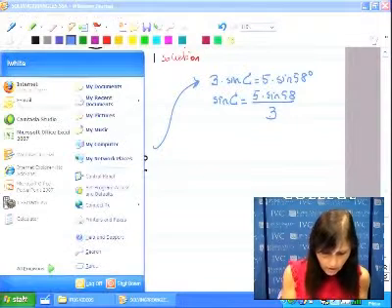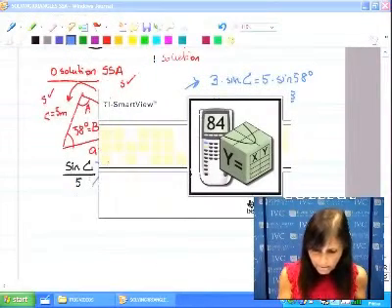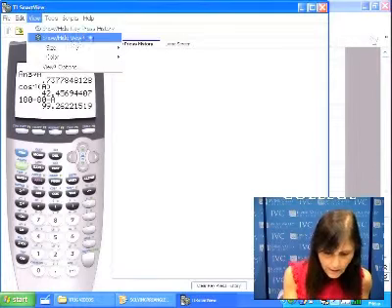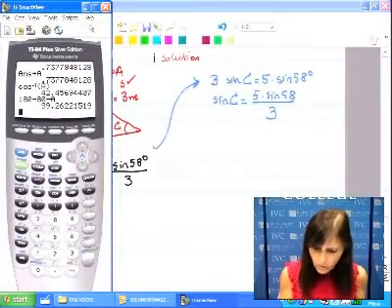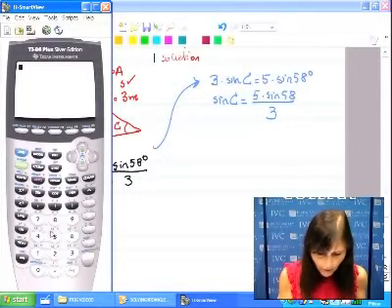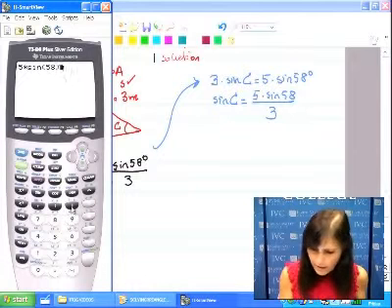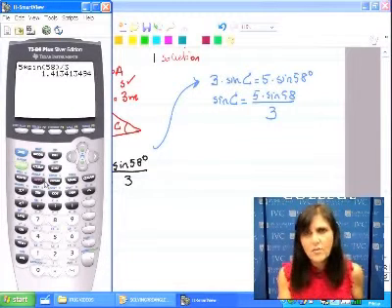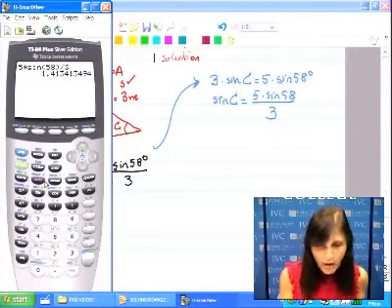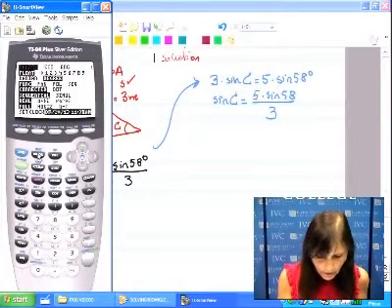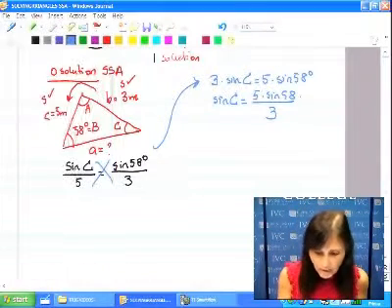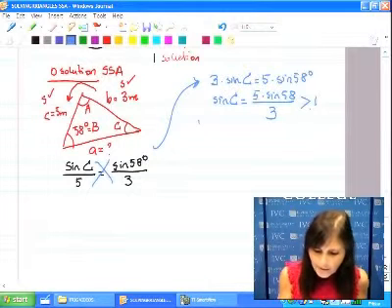Get your handy dandy calculator. I'm going to do 5 times sine of 58 divided by 3. And did I get this right? I got a sine bigger than 1. Oh my goodness. So let's go look at the mode. Yeah, my mode was correct. But my sine is too big. It's bigger than 1. That's impossible.